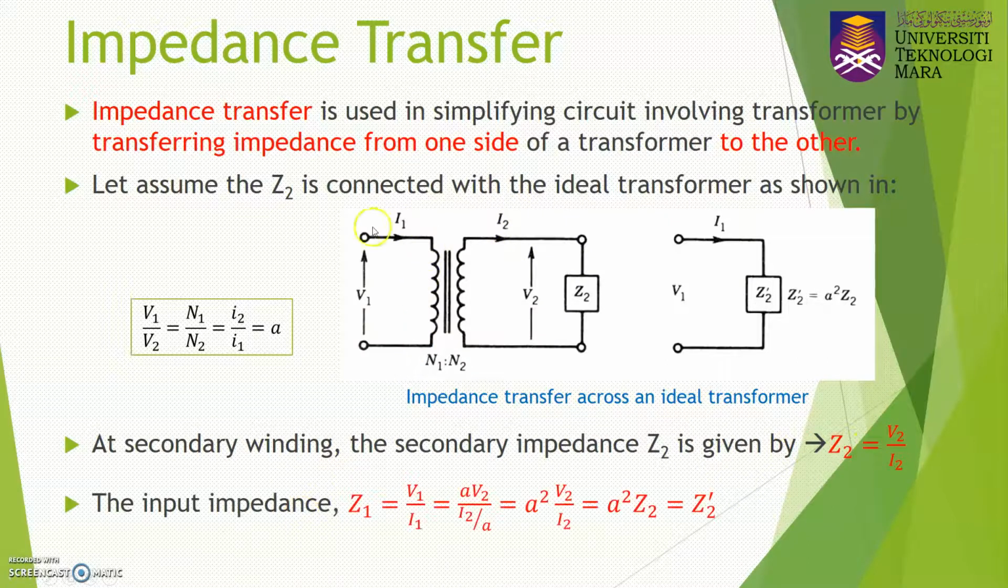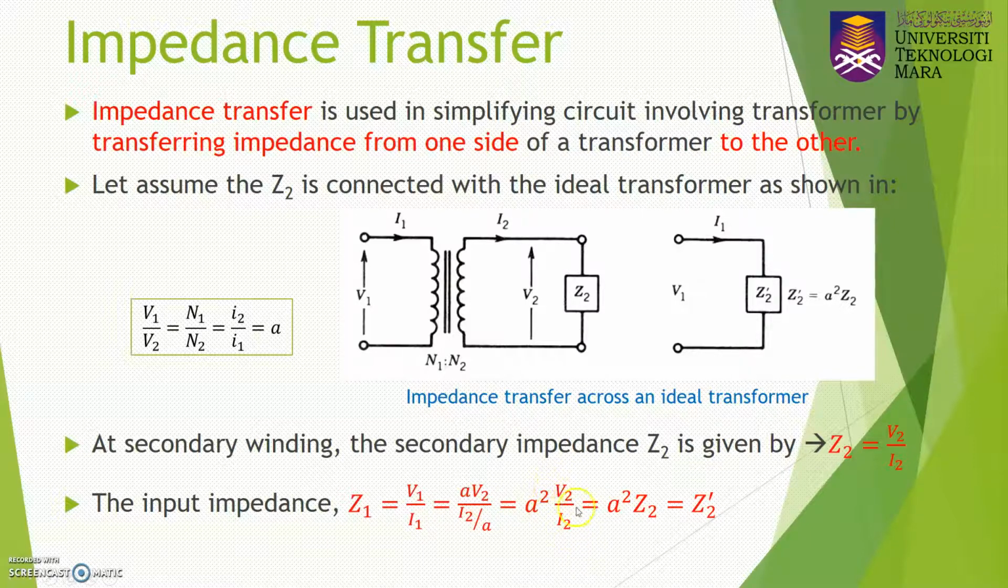And then the input impedance, which is Z1, will be equal to V1 divided by I1. Based on the general equation of the transformer, you know V1 will be equal to A multiplied with V2. So that's why here A V2. For I1, it will be equal to I2 divided by A. So I2 divided by A. And then we can rearrange this equation so that you have A and A. So here I have A squared multiplied with V2 divided by I2.